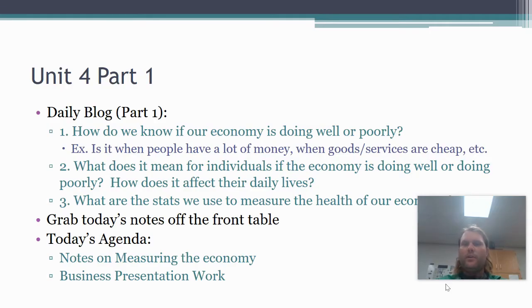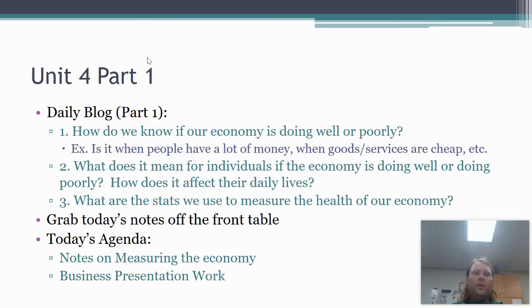We're starting you out with a quick daily blog. So we've asked you how we know if our economy is doing good or bad, and just really simply put, hopefully you're putting something about how much money people make, maybe more specifically how much money people are able to spend. And again, understanding that money that people spend creates income for other people.